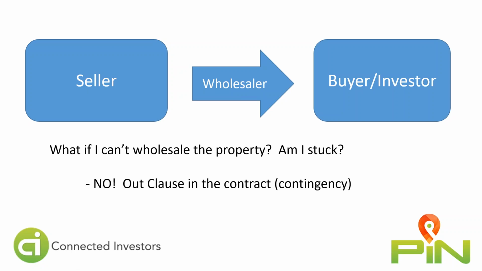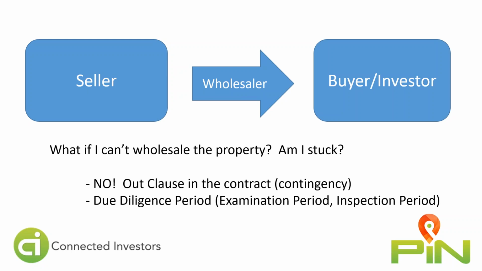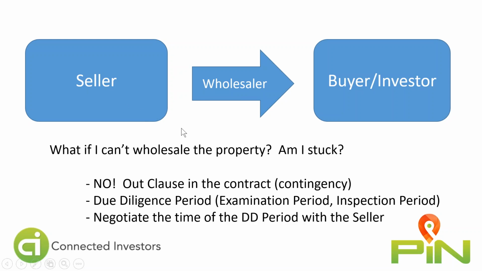Am I stuck? The answer is no. We have an out clause. You always want to put a contingency in there. It might be a due diligence period, which is something like an examination period or an inspection period, which is a period of time that you can get out of that contract for any reason or no reason. You put that right into the contract. Due diligence period through December 12th, 2018. Buyer may terminate the contract for any reason or no reason, right? And that gives you an out based on your due diligence.